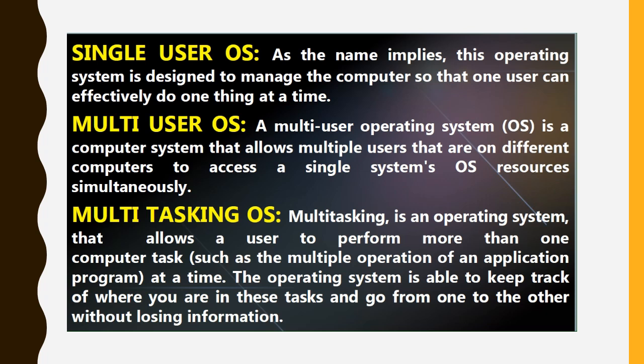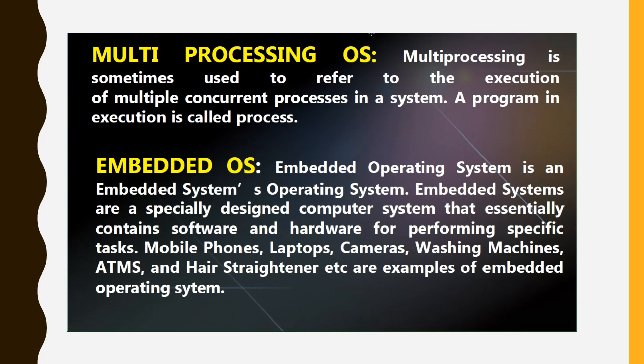Next is the multi-processing operating system. Multi-processing operating system means what? It is sometimes used to refer to the execution of multiple concurrent processes in a system. The execution of a program is called what? Processes. We can term this as multitasking as well.